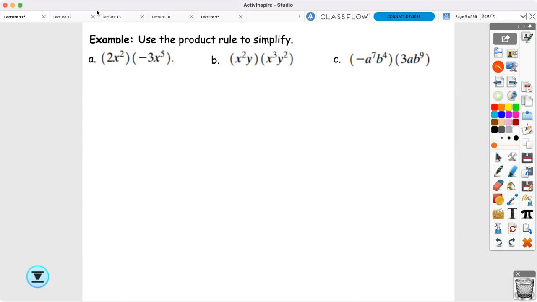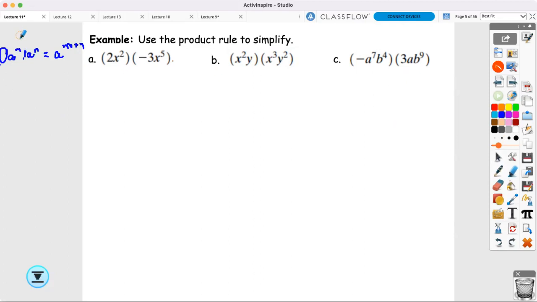All right, guys. So let's take example A. Notice how the product rule only says something about the exponents. It was a to the m times a to the n. I'm going to write off to the side what the product rule said: a to the m times a to the n is equal to a to the m plus n. But it never said anything about what if there's a coefficient in front, like numbers in front. What happens to those numbers?